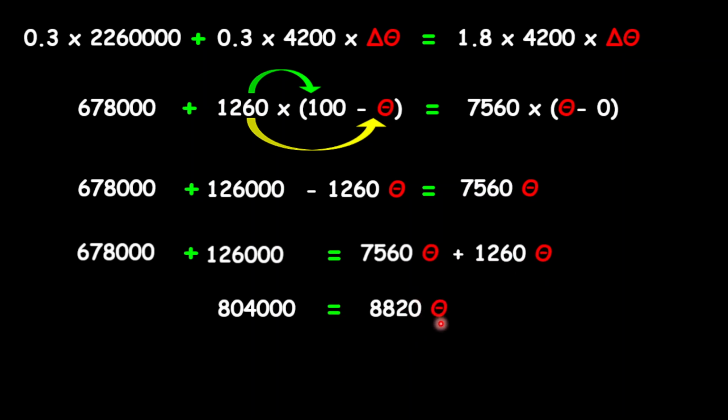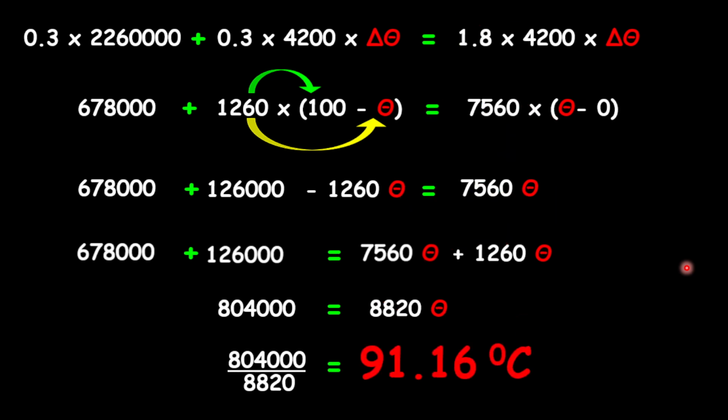If we add these two values together, what we'll get here is 8,820 times the unknown temperature. Now we can solve for the unknown temperature right here by making it the subject of the formula. And so we'll have 804,000 divided by 8,820. And what we'll get as a result is 91.16 degrees Celsius. All right, so this is the temperature of the water when the steam actually passed through it.